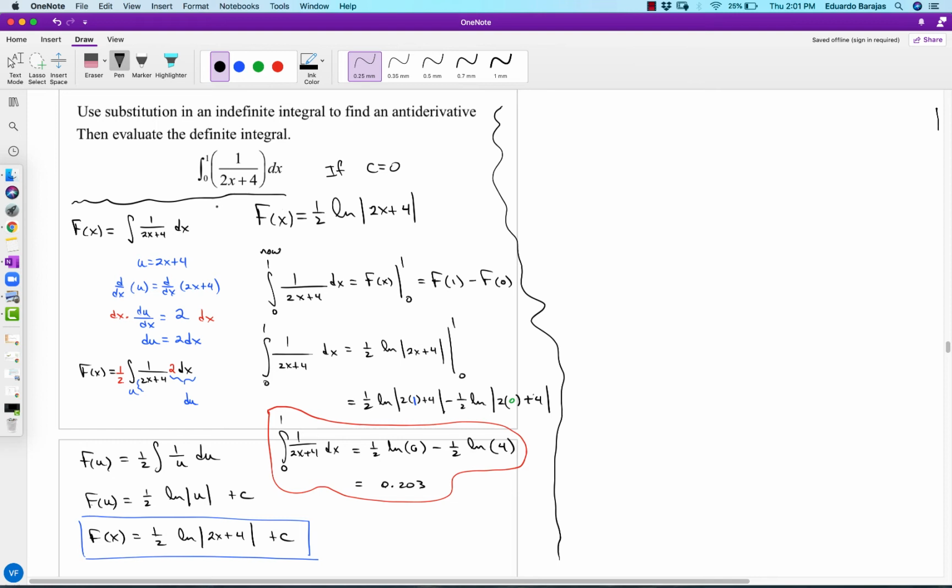Okay, so notice the process. In order to find this integral, in order to evaluate this definite integral, we have to find the antiderivative, capital F of x.